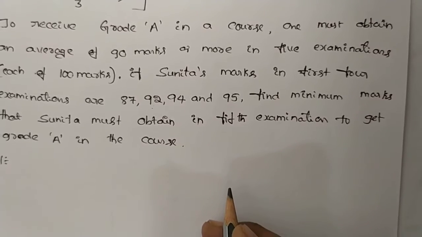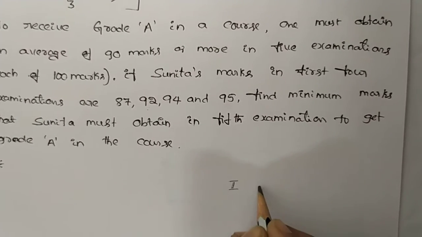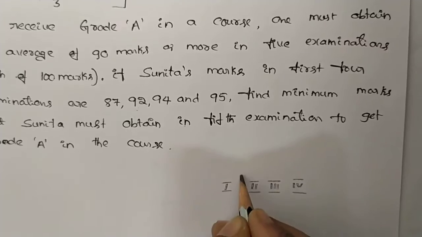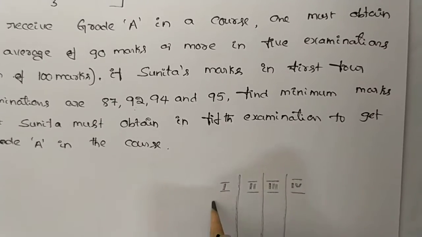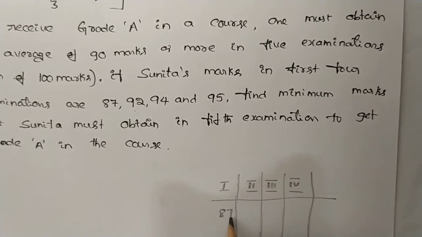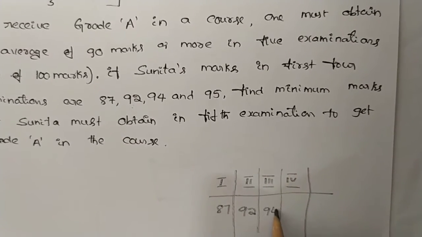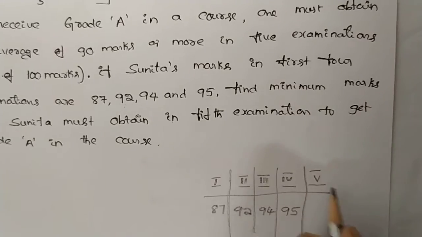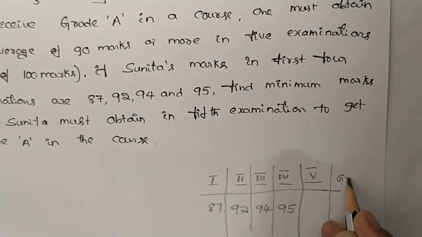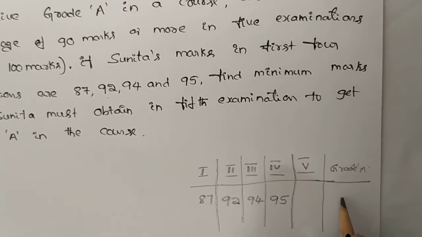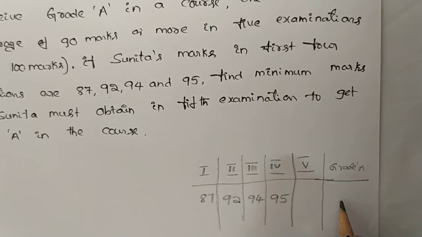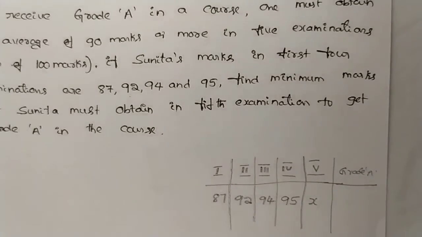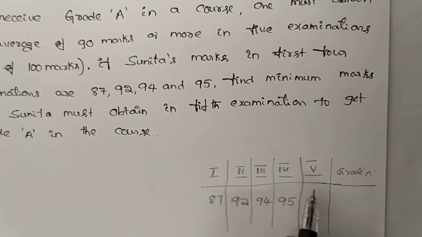Sunita got these marks in the first exam, second exam, third exam, fourth exam. So in first 4 examinations she got 87, 92, 94 and 95. What about the 5th examination to get grade A in the course? To get grade A, how many marks does she have to get in this 5th examination? It is the given data. Now we don't know this 5th examination marks.